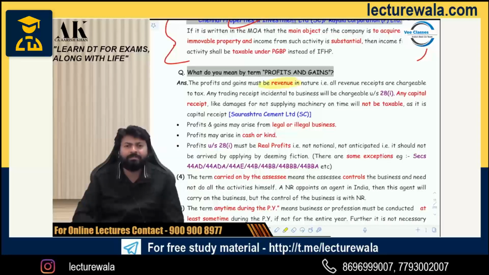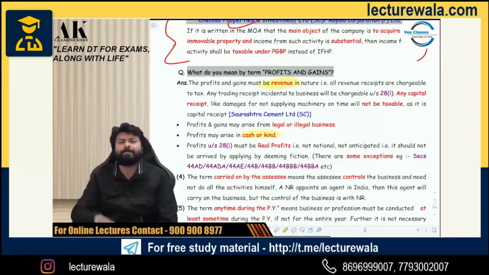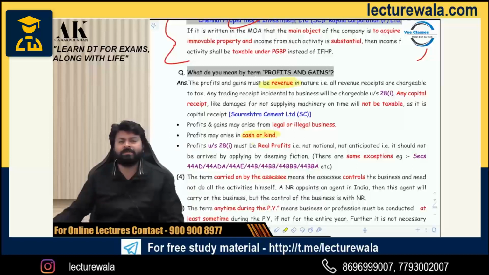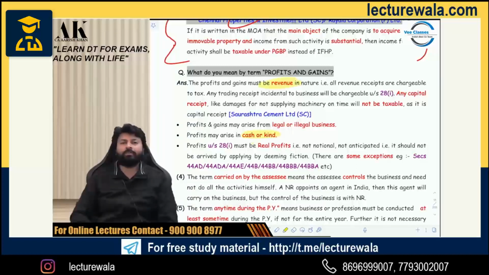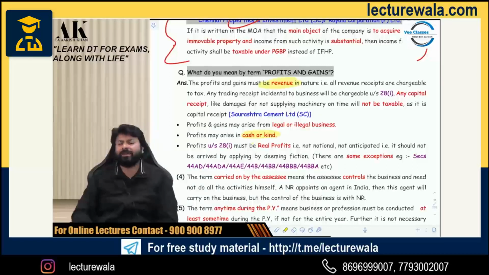Third, profits may arise in cash or in kind. It doesn't matter whether it is in monetary or non-monetary terms. If it is monetary, then also taxable. If it is non-monetary, then also taxable. Both the cases it is taxable. Monetary profits are also taxable. Non-monetary profits are also taxable. So what all things have I said? Profits may arise from legal or illegal business. It may be cash or kind. It must be revenue in nature, not capital.